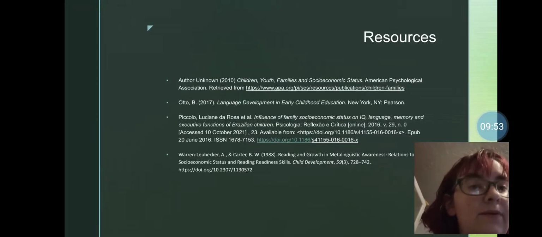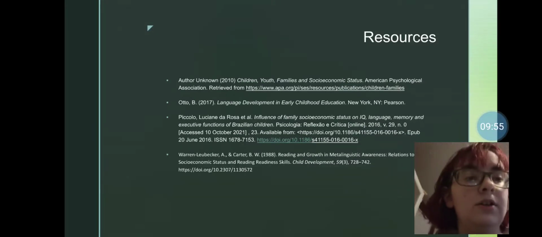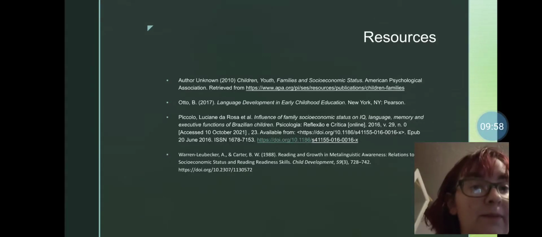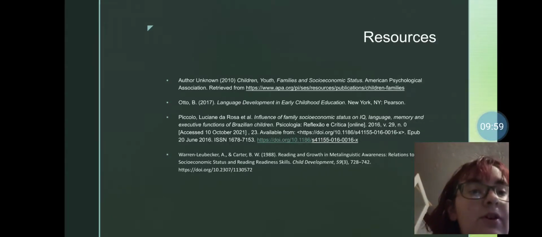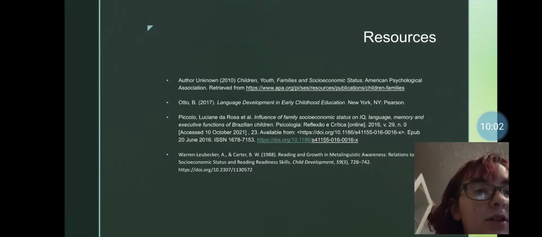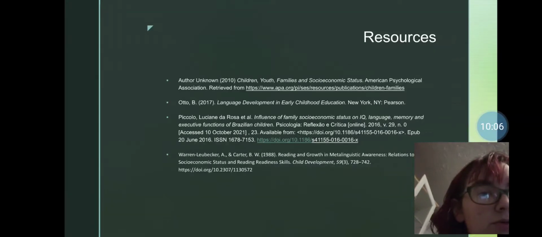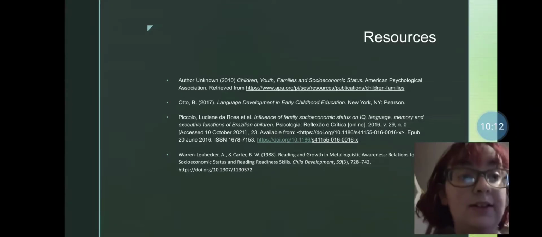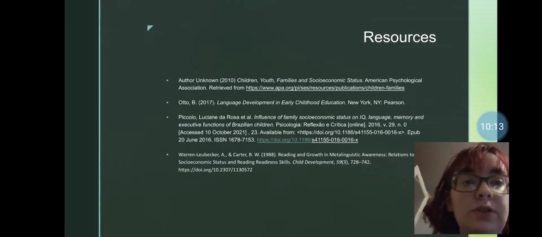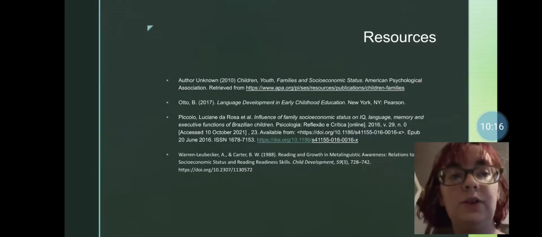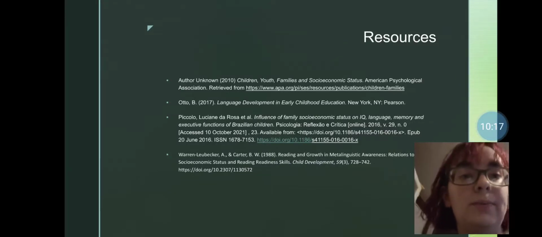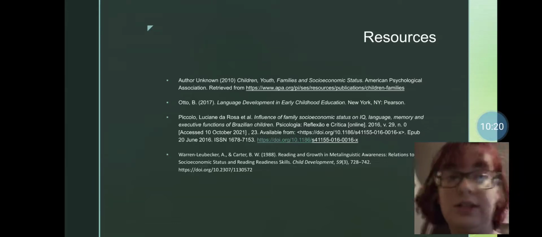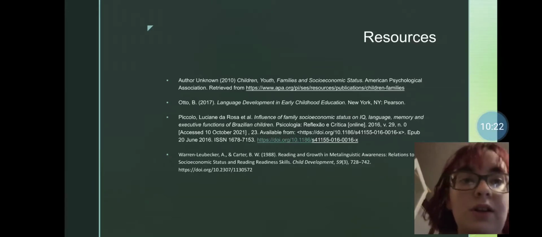And these are the resources. I did leave a couple of hyperlinks in there so that you could find them. As I said, the one from, let's see here, it's the third one down? No, it's the first one. The Children, Youth, Families, and Socioeconomic Status. That is from the American Psychological Association. Very easy to read article. Would be great to share with parents. You can print it. It said that you could.